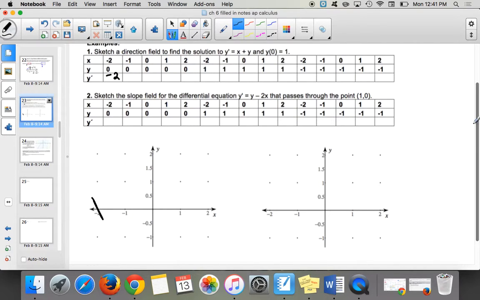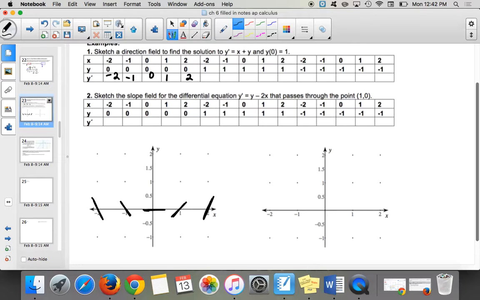Yeah, exactly. So if I do -1, 0, at -1, 0, my slope is going to be -1. So it's going to point towards this right here. It's going to go like right there. All right, at 0, 0, my slope is 0. At 1, 0, my slope is 1. And at 2, 0, my slope is 2, so a little bit steeper.